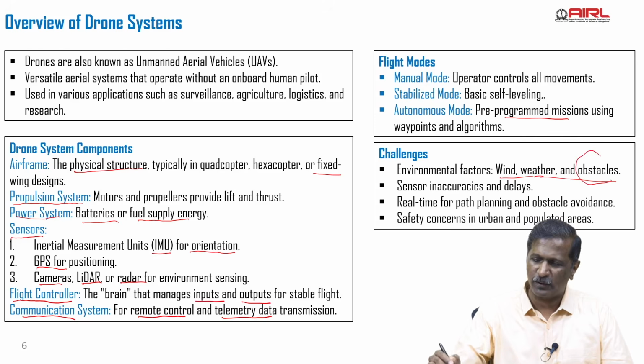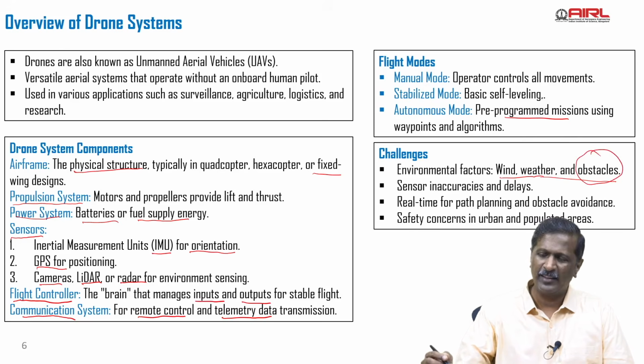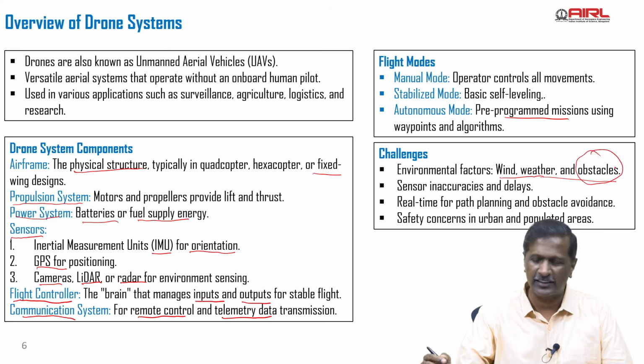Obstacle is a factor for autonomy. It has to identify whether it is an obstacle. If it's moving, what direction it is moving. Based on that, it has to decide what action it has to perform.